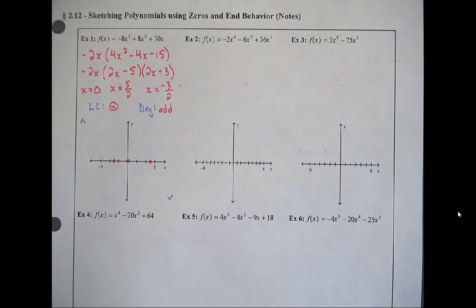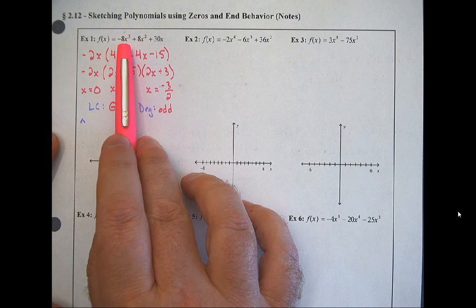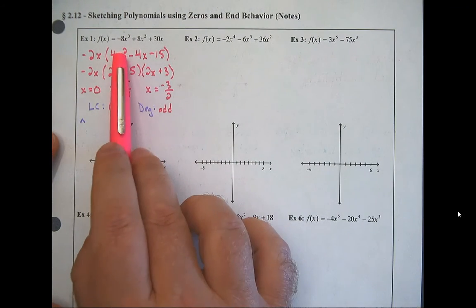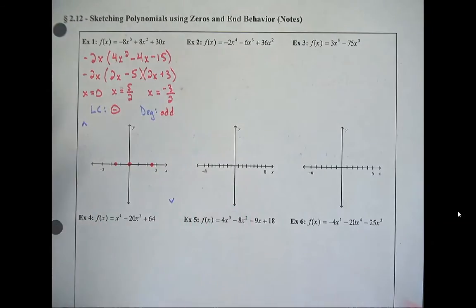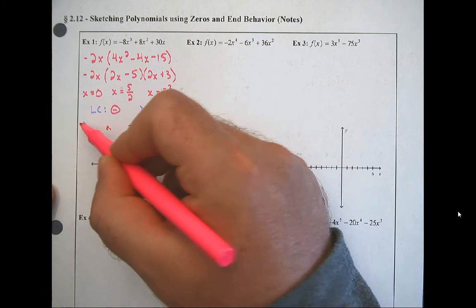So now I can start my graph. Oh, by the way, how many zeros do I have? 3. What's my degree? 3. So according to the fundamental theorem of algebra, I don't have to worry about any multiplicities here. They're all mult 1s. So I'm going to start my graph up high like this arrowhead is.